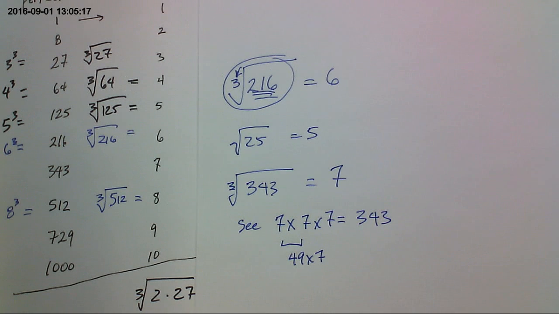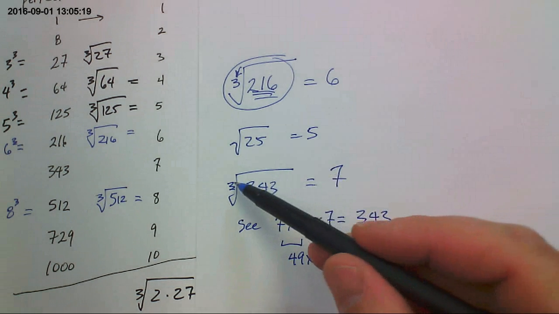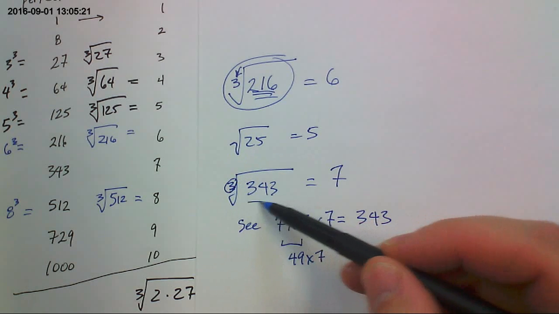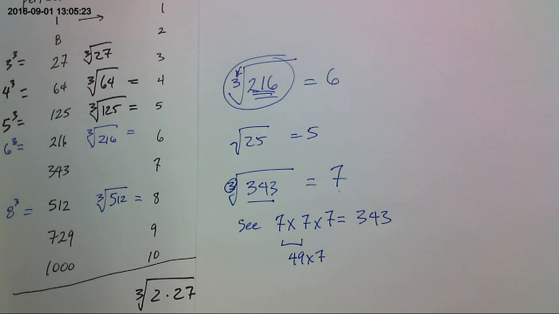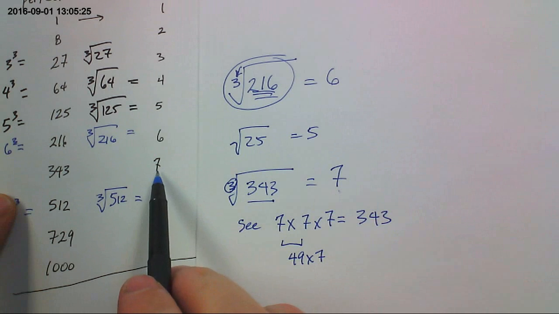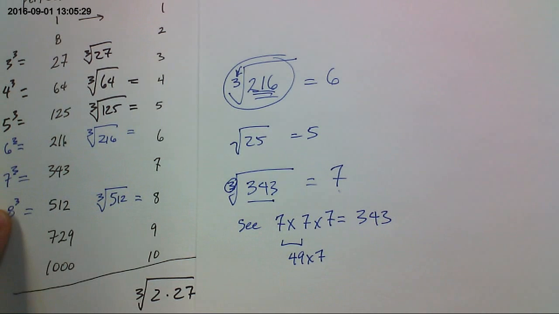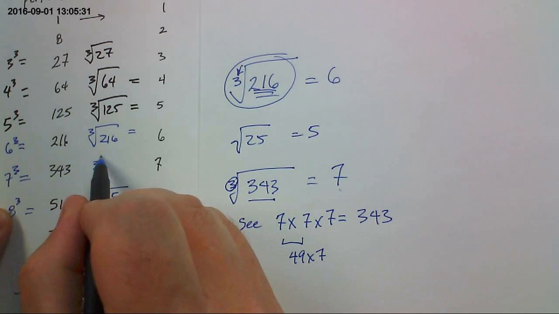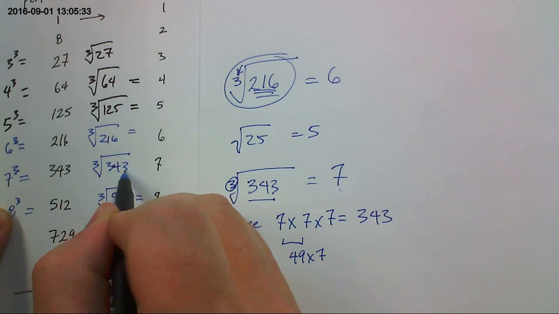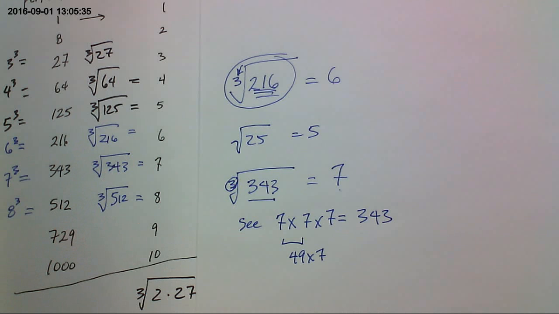It's 7. Because this is wanting to know what number times itself 3 times is 343. The answer is 7. And that's why I have my chart to show me. 7 times itself 3 times is 343. So the cube root of 343 equals 7. We good? How many of you guys think that's really easy? You got that, no trouble?